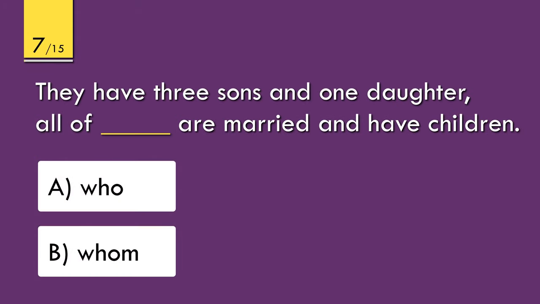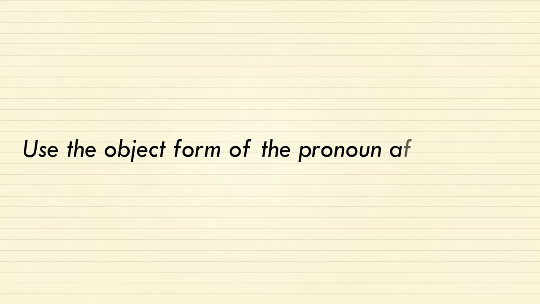Question 7. The correct answer, all of whom. They have 3 sons and 1 daughter, all of whom are married and have children. We use the object form of the pronoun after all of.